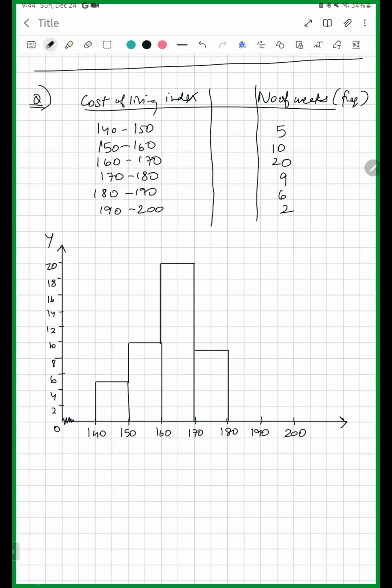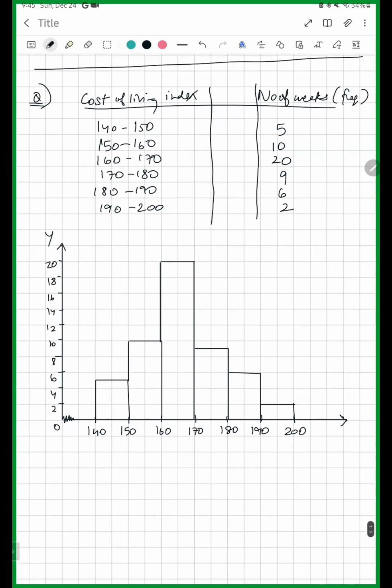180 to 196. Then the last one is 2. This is the histogram. If you were asked to make a histogram, this is what you would make. But in the question, it's asking you for a frequency polygon. So the reason I made a histogram first is to show you the relationship between histogram and frequency polygon.